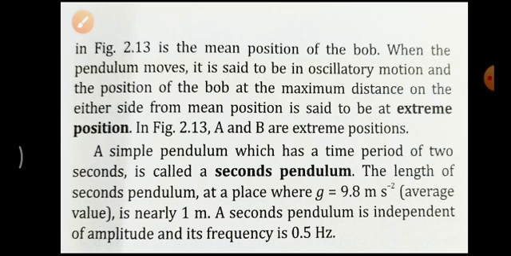So from the extreme positions again it will come back to the mean position, and from that mean position to the other extreme position, and from that extreme position it will again come back to the mean position. So the maximum distance on either side of the simple pendulum from its mean position is called the extreme positions. That means the positions from where the bob comes back to the mean position are called its extreme positions.